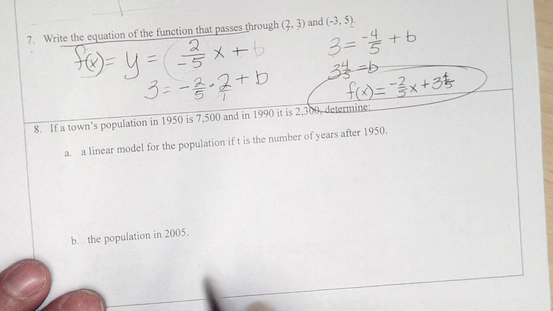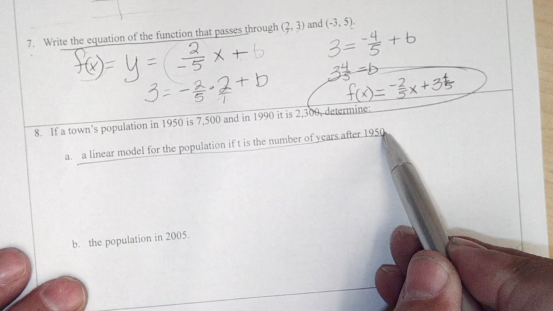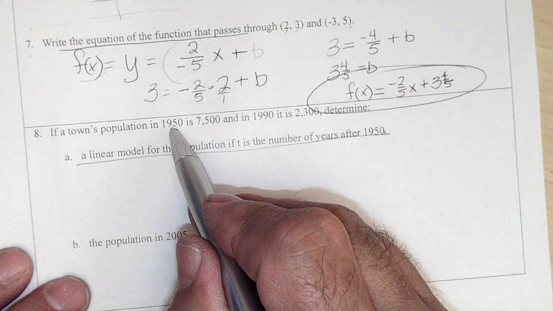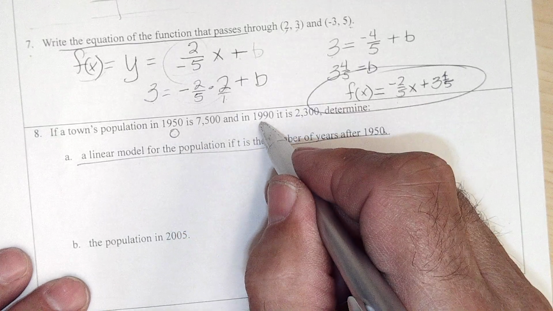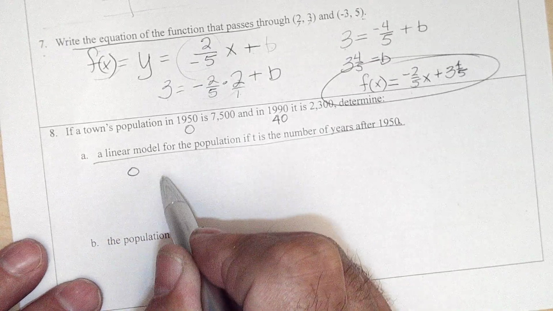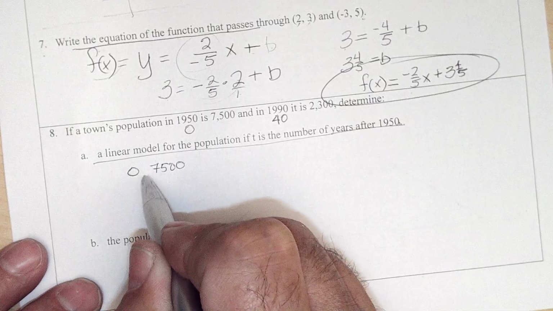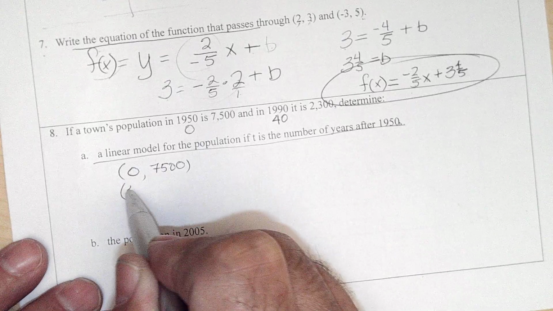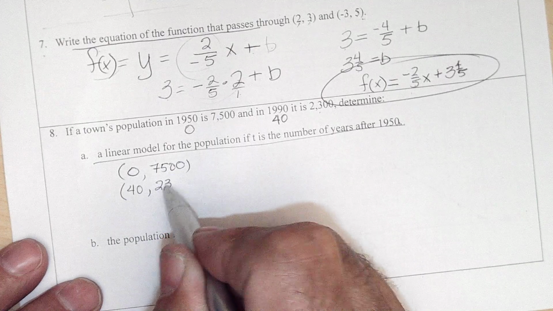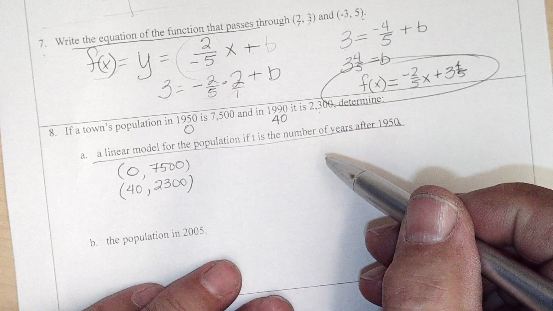Now we pretty much have to do it again. Write a linear model for the population from 1950. If t is 0 in 1950, so this is 40 years later, so this is t is 40. So we have 0, 0 is 7500 population. And year 40, the population dropped to 2,300. So this is a decreasing model.